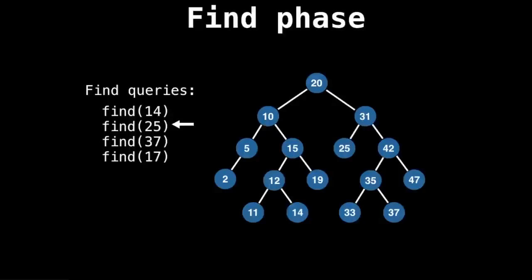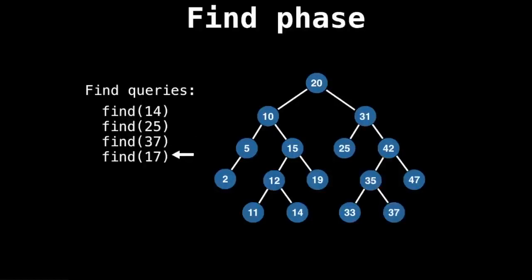Alright, move on to 25. 25 is greater than 20. Go right. 25 is less than 31. And now we found 25. See if you can do 37 on your own. Pause the video or something. Okay, here's how it goes. Go right, go left, go right.